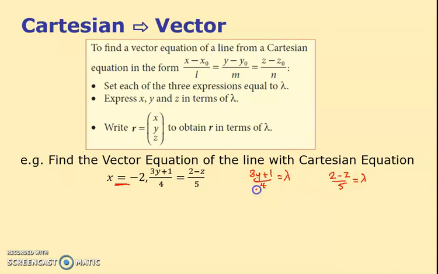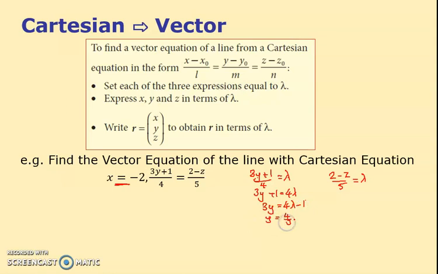So move the 4, and I get 3y plus 1 equals 4 lambda. You can see I move the 1 to the other side: 3y equals 4 lambda minus 1. And finally, y equals 4 thirds lambda minus a third.